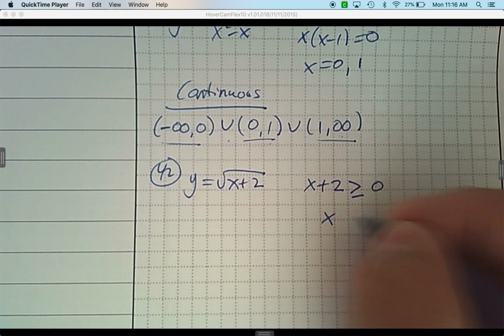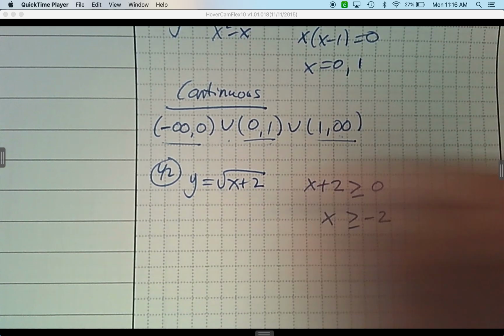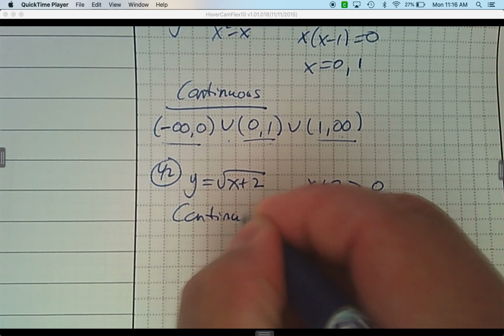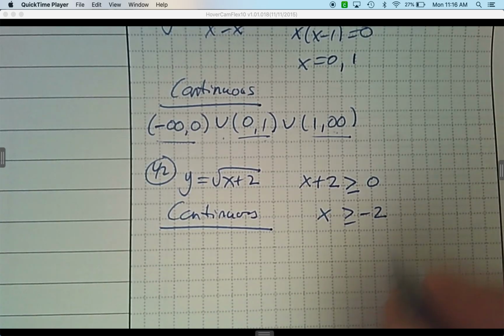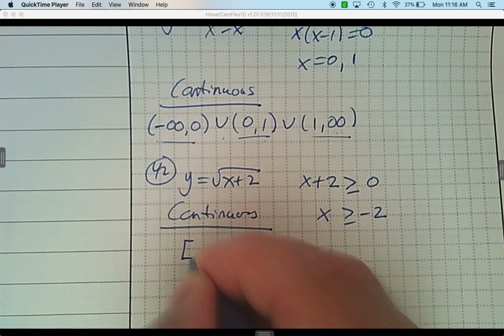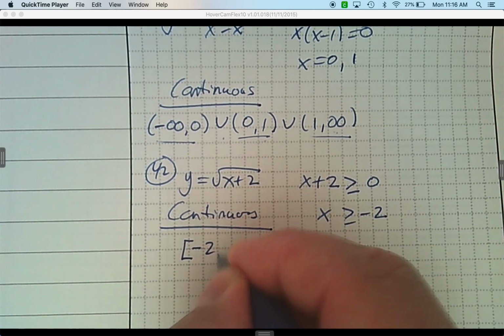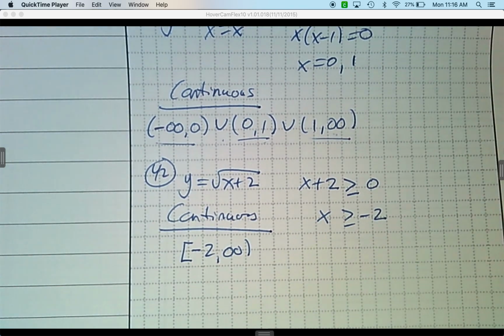So I'm going to solve this. Subtract 2. So again, where is it continuous? In interval notation, we would say from, and it includes, so it's a bracket, from negative 2 to infinity. Any number smaller than negative 2, it's imaginary and would not be continuous.